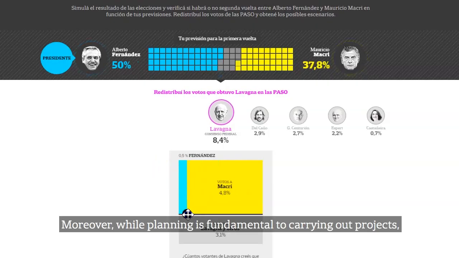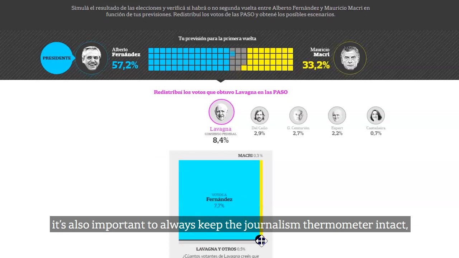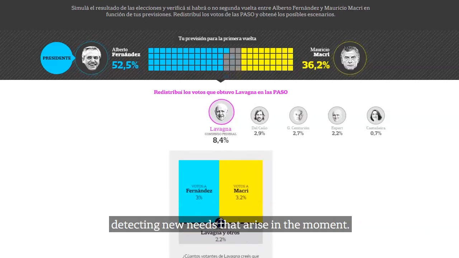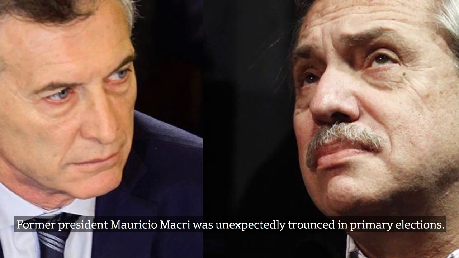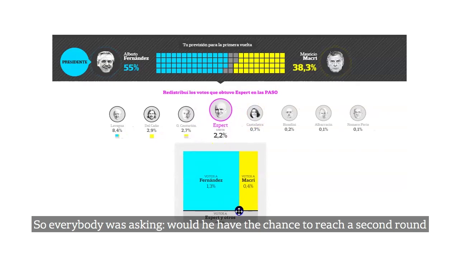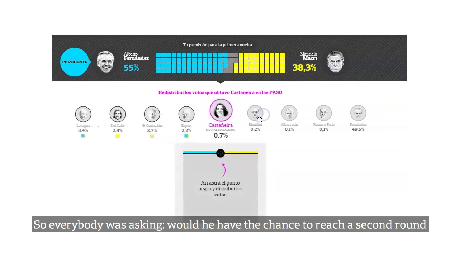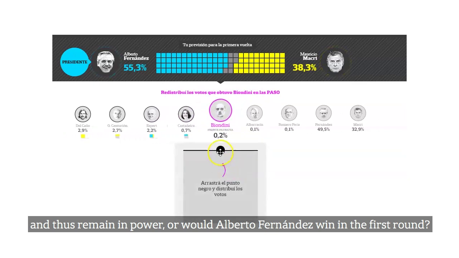Moreover, while planning is fundamental to carrying out projects, it's also important to always keep the journalism thermometer intact, detecting new needs that arise in the moment. Former President Mauricio Macri was unexpectedly trounced in primary elections, so everybody was asking, would he have the chance to reach a second round and thus remain in power? Or would Alberto Fernandez win in the first round?